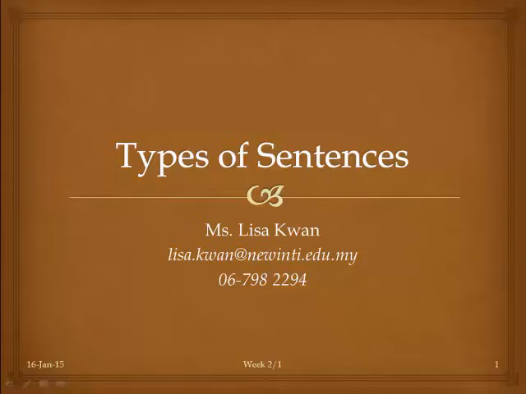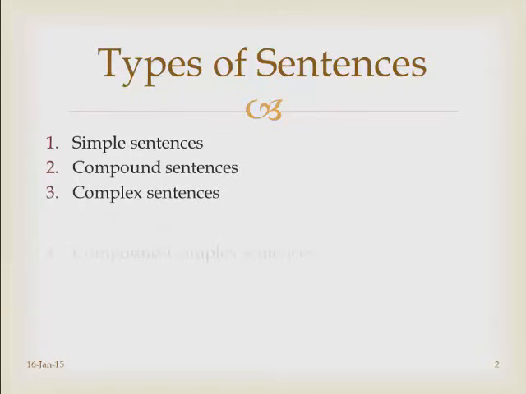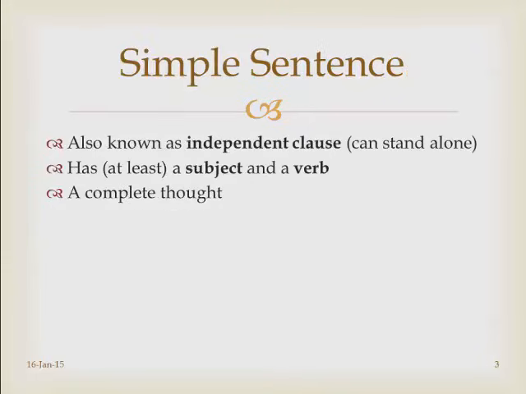So let's begin. Now when we talk about types of sentences, I'm going to focus on the four major types, which are simple sentences, compound sentences, complex sentences, and compound complex sentences. So I'll explain each of these with examples in detail. So the first one is a simple sentence.